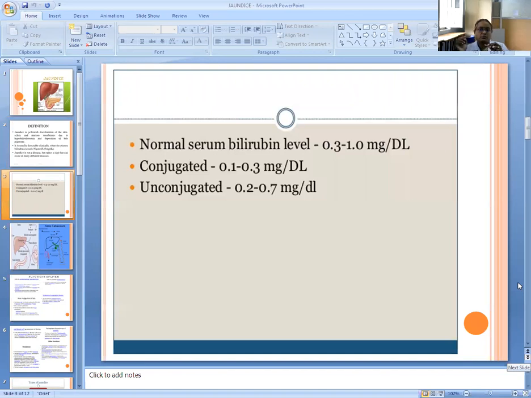So the normal serum bilirubin level is 0.3 to 1 milligram per deciliter. That is your normal bilirubin level in the blood. Bilirubin is conjugated and unconjugated, also called direct bilirubin and indirect bilirubin. The conjugated form is called direct bilirubin, the unconjugated form is called indirect bilirubin. So direct is 0.1 to 0.3, indirect is 0.2 to 0.6.